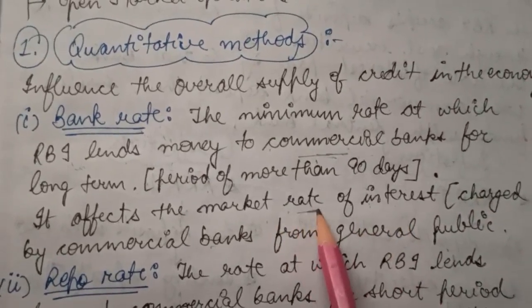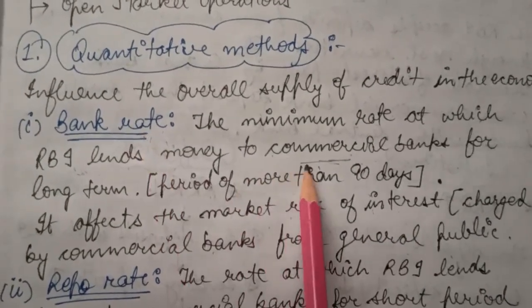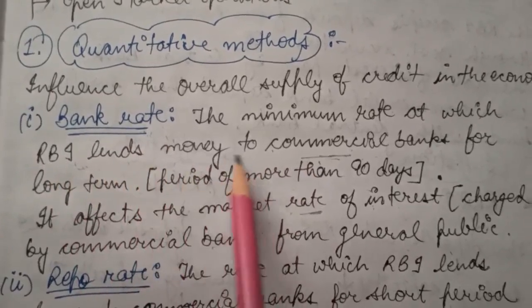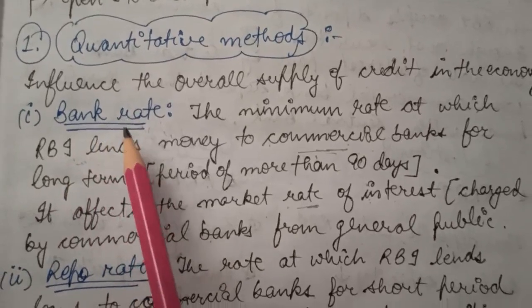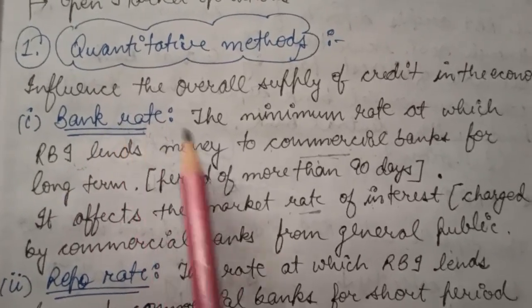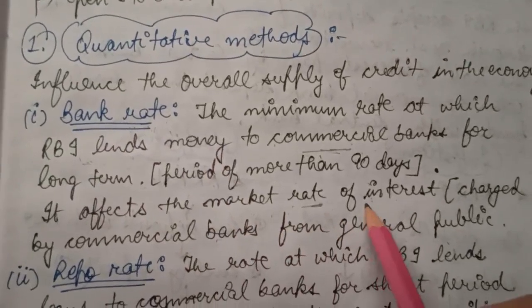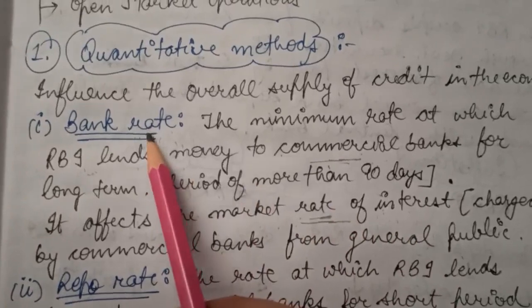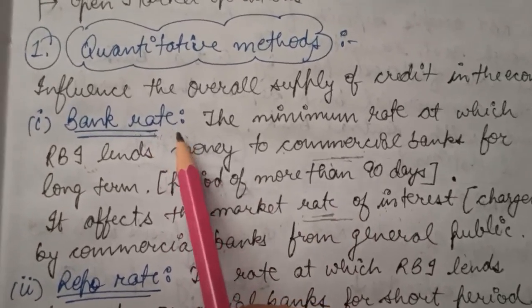And this rate of interest depends on the bank rate, that is, the interest commercial banks have to pay on the loan taken by it from the Reserve Bank of India, that is known as bank rate. And after that this rate affects the market rate of interest. Therefore, what does RBI do? To influence this rate, it will either increase or decrease the bank rate according to the requirement.